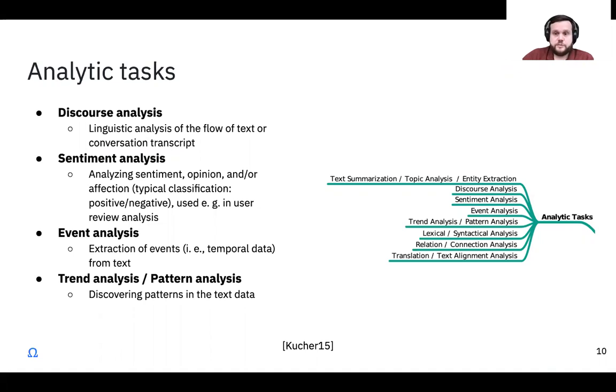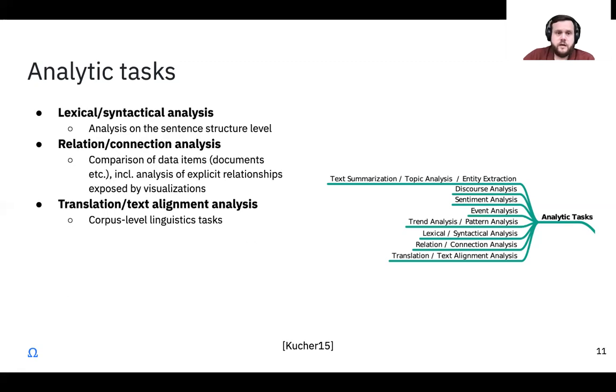Then we have event analysis, which ties together with the geo and temporal lecture we had last week. If we want to extract events, which are temporal data, from text, then we might also need some text analytics tools, just to detect what important events were happening and how they influence our domain. Then we have trend analysis / pattern analysis, so we're just discovering patterns in the text data in the general abstract sense. Then we have lexical or syntactical analysis.